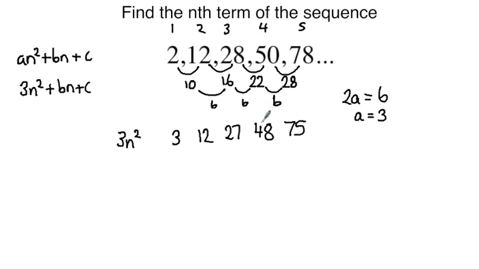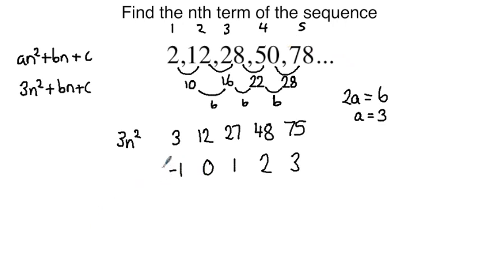So now what I'm going to do is take that away from the original sequence. So my original sequence, take away my 3n squared. Okay, so 2 take away 3 gives me minus 1. 12 take away 12 gives me nothing. 28 take away 27 gives me 1. 50 take away 48 gives me 2. 78 take away 75 gives me 3. So that's the difference between the sequence 3n squared and my original sequence.